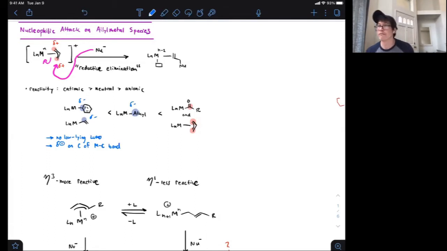There are examples of nucleophilic pi-allyls, but I would say those are more the exception than the rule. Typically, and certainly in terms of what we'll cover in today's lecture, it is mostly electrophilic metal-allyl species.